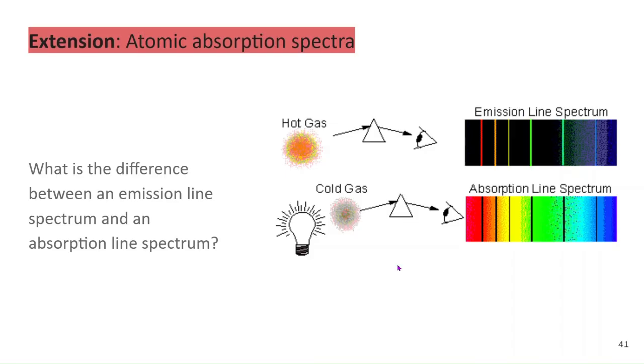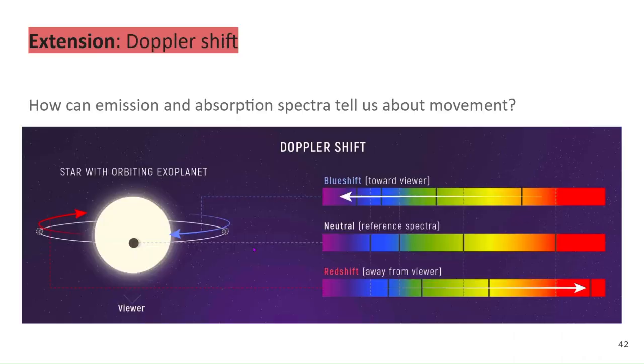What is the difference between an emission line spectrum and an absorption line spectrum? I did not necessarily talk about this. You might be able to kind of figure it out with this picture and thinking about what these words mean. But if you need to, definitely you can use the internet to help you figure that out. Then the last one is how can emission and absorption spectra tell us about movement? And I will post a link to a website that will actually talk about this. But you might know about this from physics or astronomy or something like that.